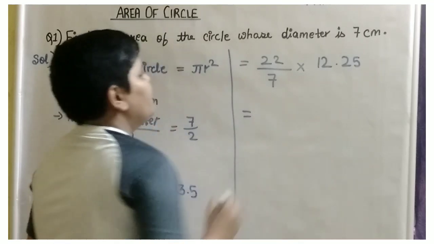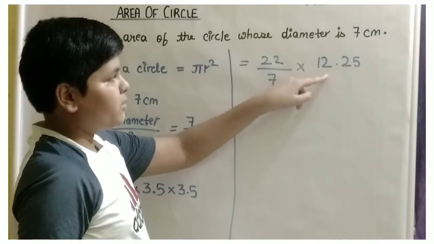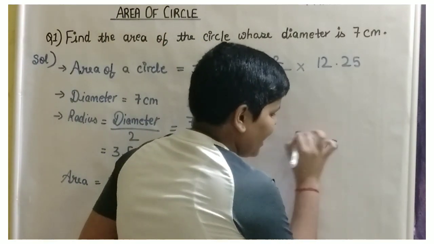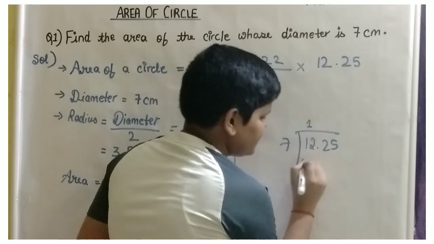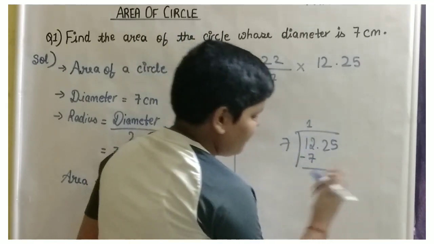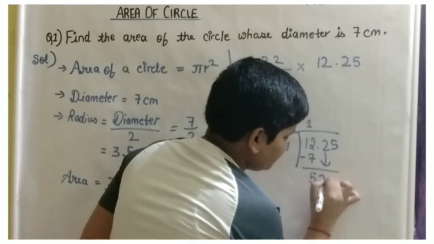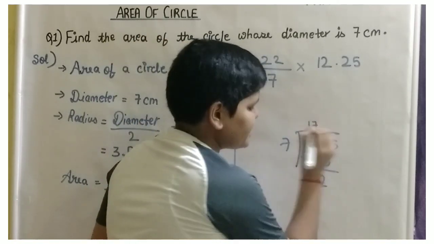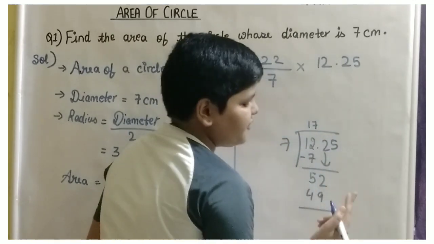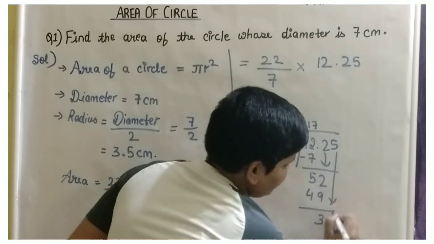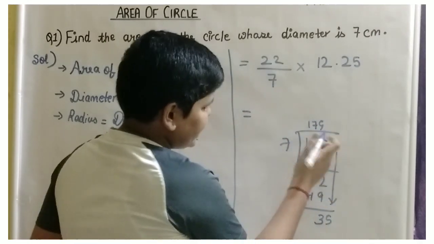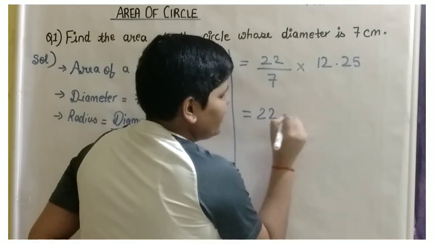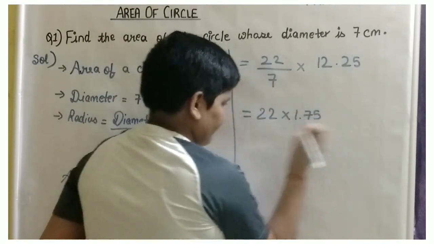12.25. Now we have to divide 22 by 12.25 divided by 7. That is 12.25 divided by 7. 7 ones, 7, 8, 9, 10, 11, 12, 5, 2. 7 sevens are 49, 50, 51, 52, 3, and the 5, we get here 5. So 2 decimal places, 2 decimal places. So we will get 22 into 1.75.